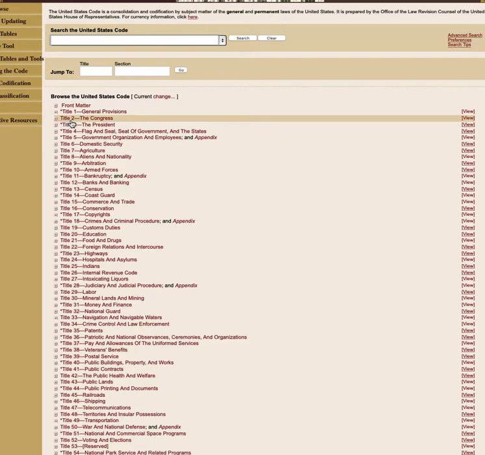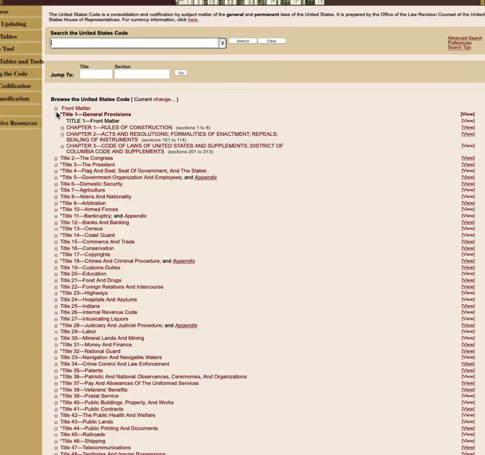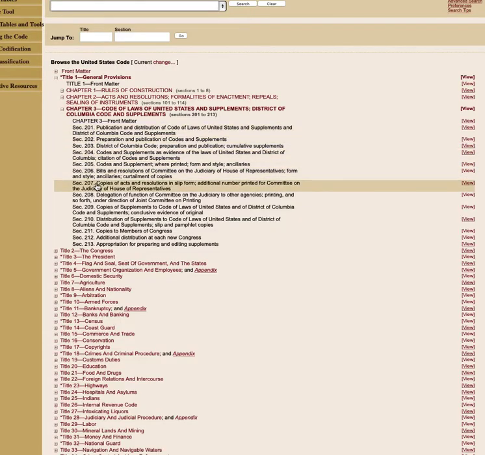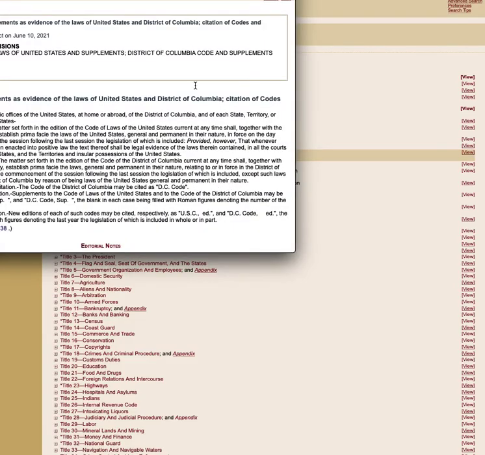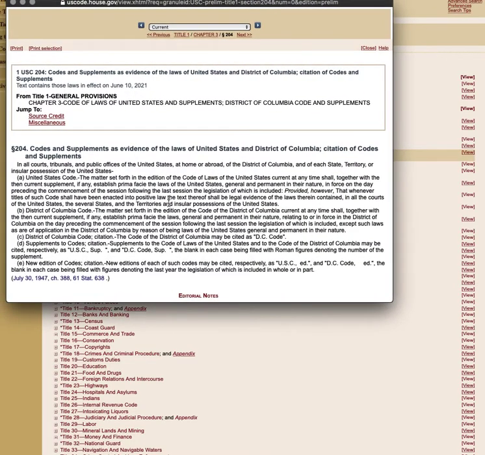So it's interesting to look here at Title 2. The Congress has not been made positive law. What is positive law? We'll go to Title 1, Chapter 3, Section 204A. And it's basically this last sentence here. Provided that whenever titles of such codes shall have been enacted into positive law, the text thereof shall be legal evidence of the laws therein contained in all courts of the United States, the several states, and the territories and insular possessions of the United States.